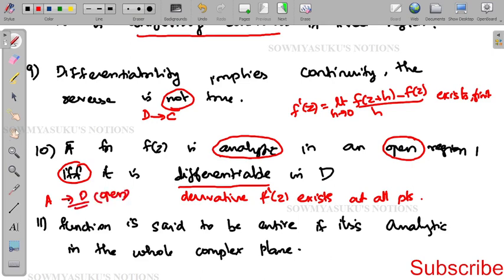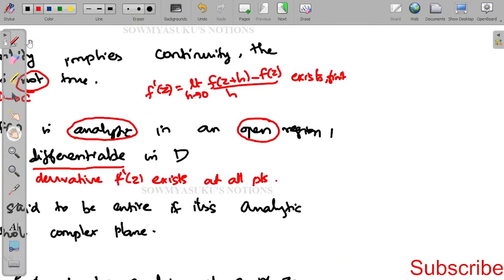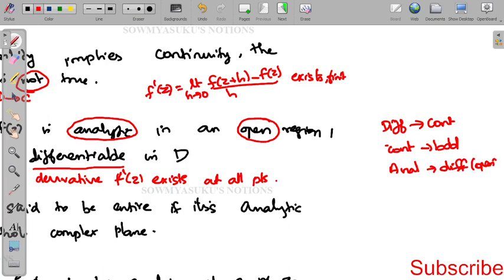Similarly, we see the earlier results: differentiability implies continuity, and continuous implies bounded. Here analytic implies differentiability, in the open region. Similarly, continuous implies bounded, also in the closed region. And now we see uniformly continuous implies continuous, and continuous implies uniformly continuous, possible for the closed region.